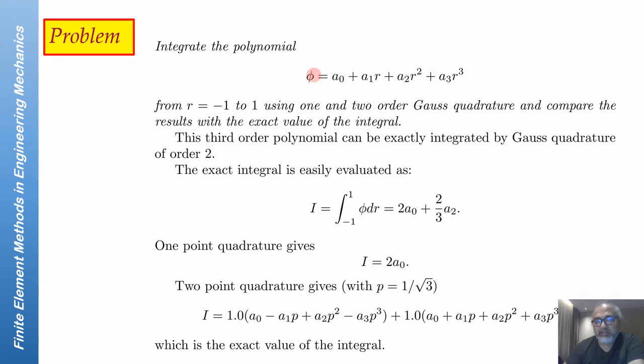Now let us look at this rather simple problem. This is your phi r. It's a cubic polynomial. So 2n minus 1 is equal to 3, which implies that n is equal to 2. You have to do second order Gauss quadrature, 2-point Gauss quadrature, and that will integrate this exactly. The exact integral also can be easily calculated, and we've calculated it here for you. So the exact integral, if you do this exactly, is this.